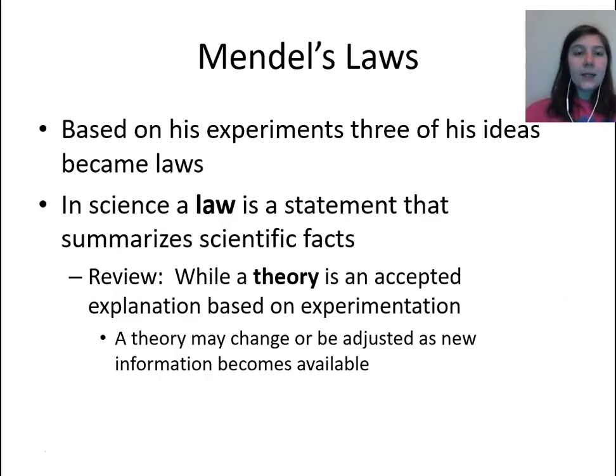From his experiments, he came up with 3 ideas that became laws. And in science, a law is a statement that summarizes scientific facts, versus a theory, which is an accepted explanation based on experimentation. A theory can change and be adjusted, but laws are usually not.